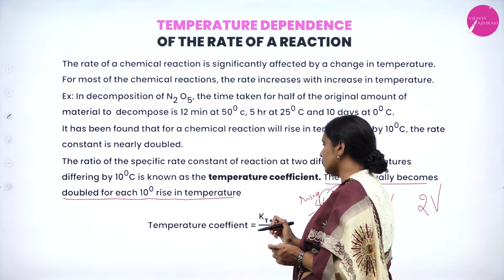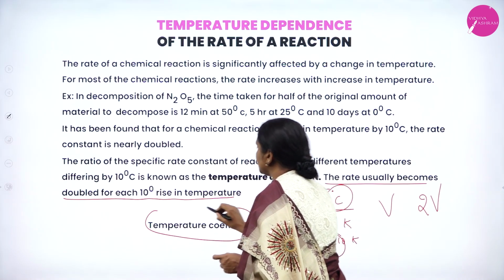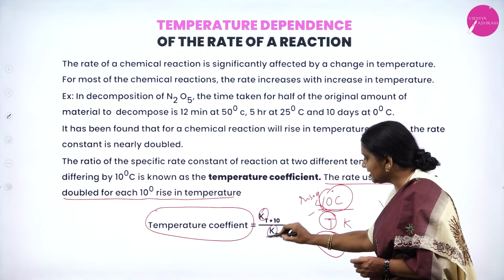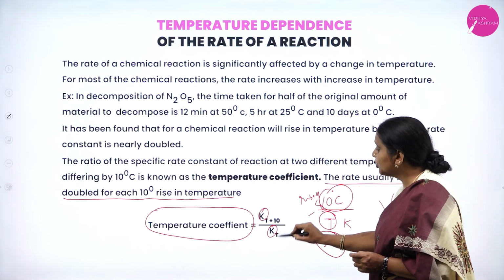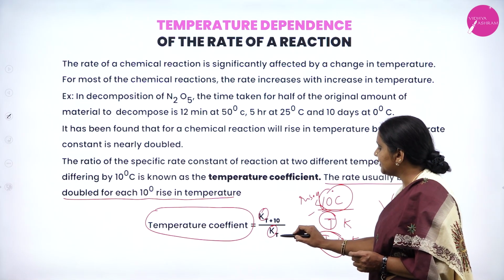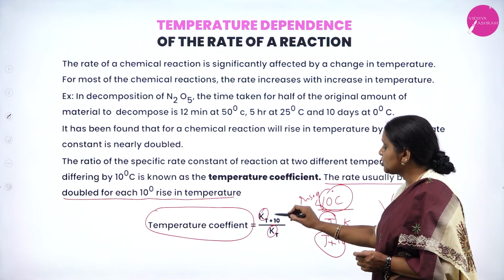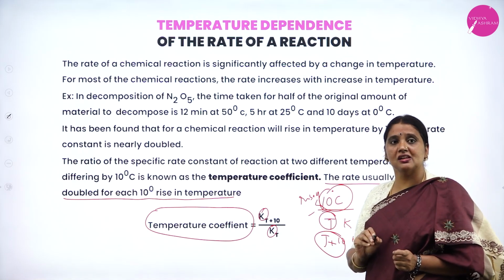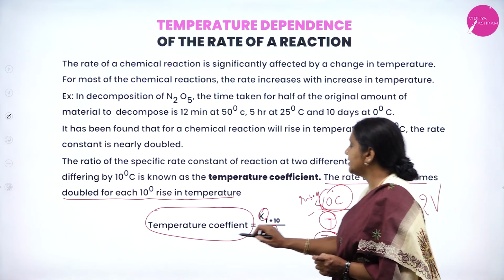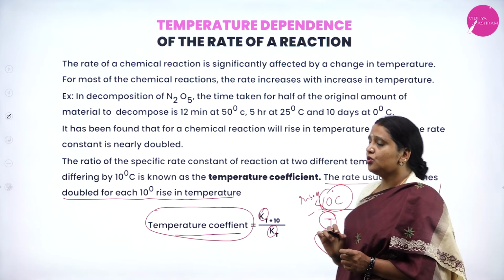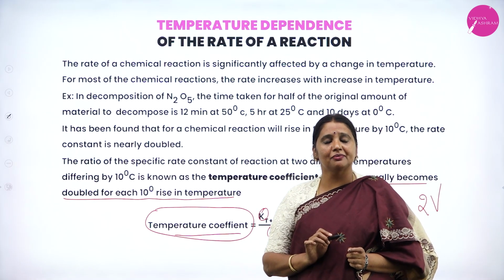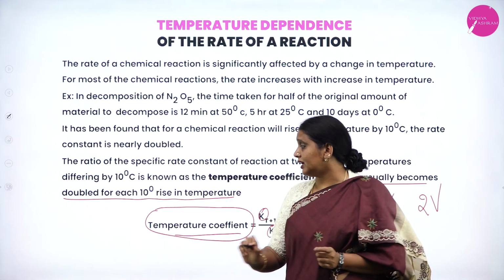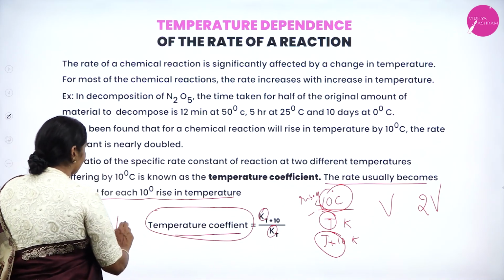From that, you can give a definition for temperature coefficient. Observe here, it is the ratio of velocity constants at two different temperatures, one at T plus 10 Kelvin, another at T Kelvin. So the ratio of velocity constants at two temperatures which differ by 10 degrees centigrade is called what? Temperature coefficient. What is temperature coefficient? Once again, I'll repeat the definition. Temperature coefficient is the ratio of velocity constants. Velocity constant is denoted by K.